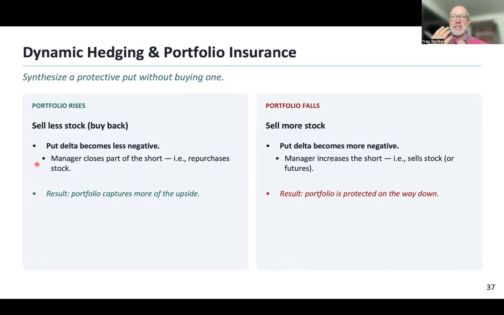So we're unwinding the hedge, as it were. As the portfolio falls in value, the manager increases that short position by selling stock or typically futures. The result is that as the portfolio falls, it becomes more protected on the way down, and as share prices rise, the portfolio captures more of the upside. Now, this mechanic, selling on the way down and buying on the way up, is normally fine in a slow moving market. But in a crash, all portfolio insurers are doing the same thing. They're selling at the same time.